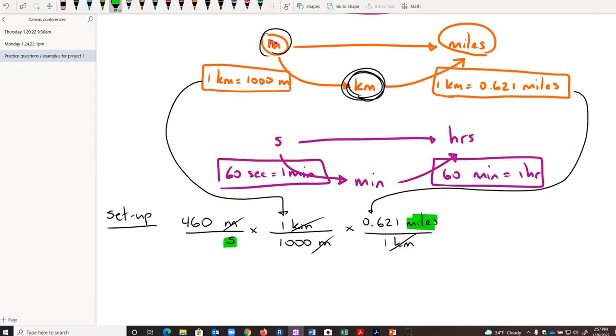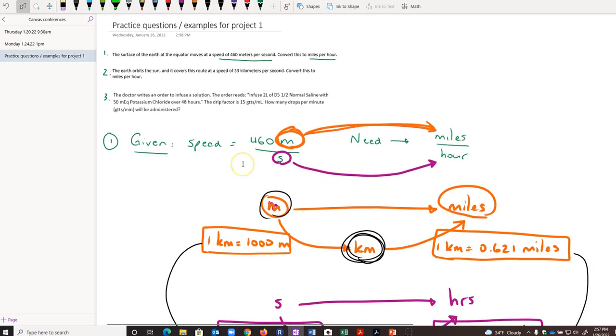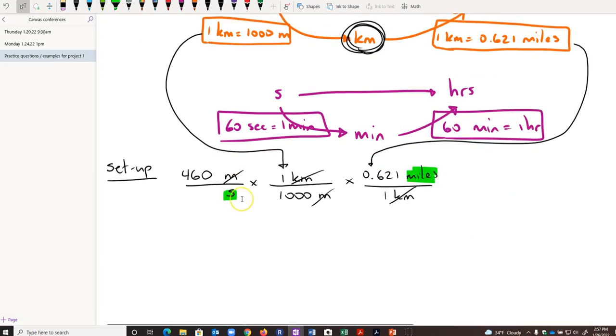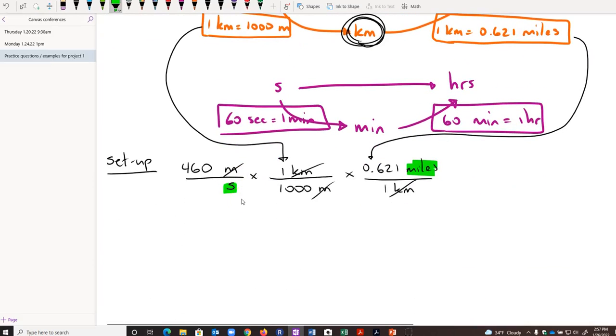So we're halfway there. We needed to get to miles per hour. So we still need to do the time conversion. And we can do that conversion right here. We don't have to start a new conversion. We can just add it on or attach it to our conversion here. So now we have seconds in the denominator down here. We want to convert that to, first of all, minutes in the denominator.